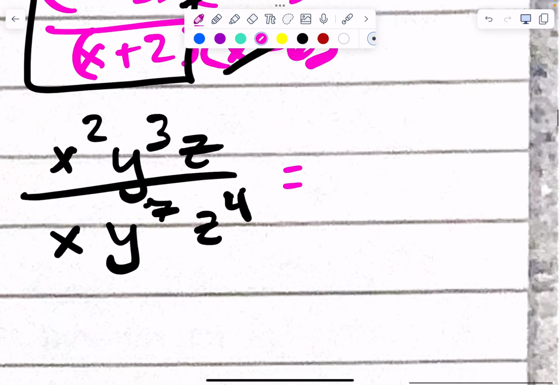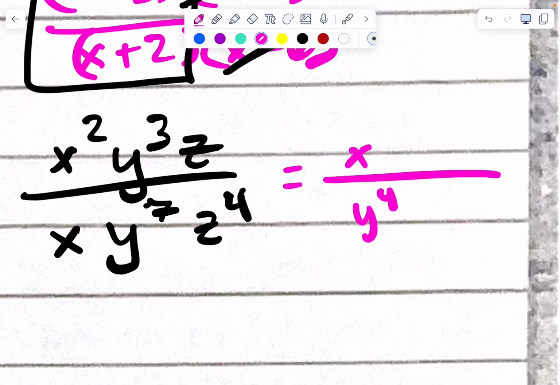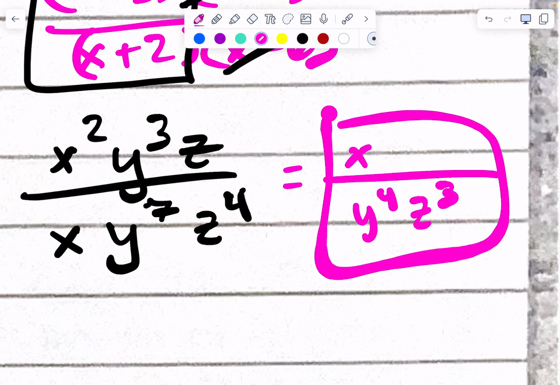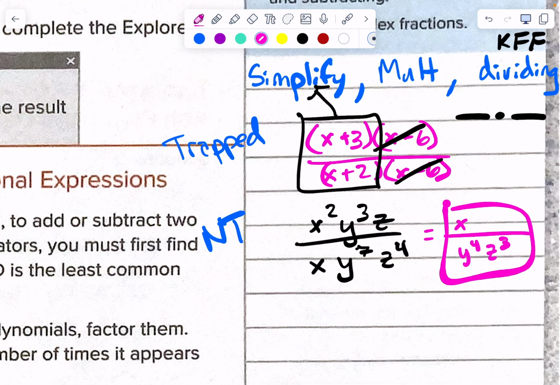Just as review, what do we get? X's, where would the x go? 1 x on top. Y's, 4 y's on the bottom, and z's, 3 z's on the bottom. Carson, watch, pay attention. That's what you would get. Those things are not trapped. You can just cancel, cancel, cancel all day long. That's a simplifying one. If it was multiplying, you would just multiply across like we just did.